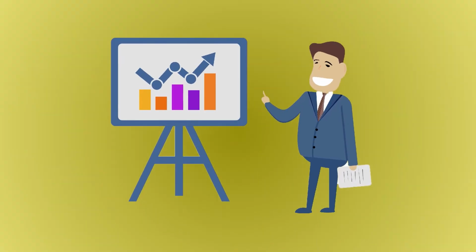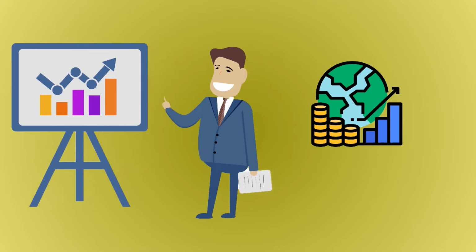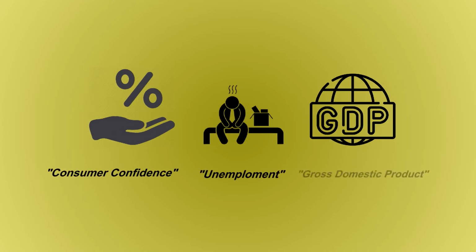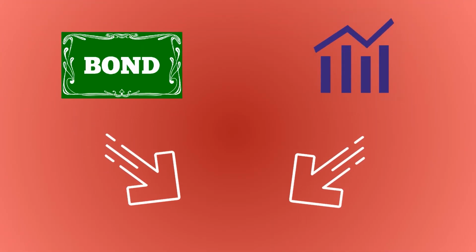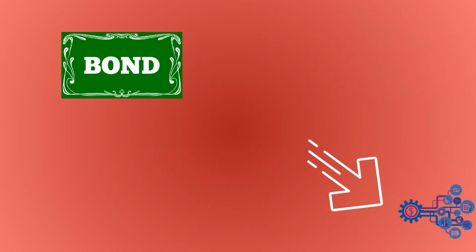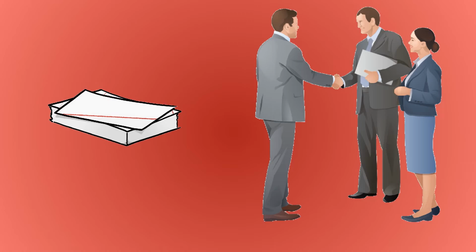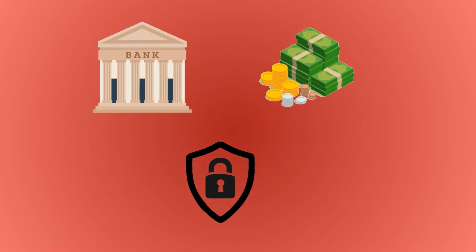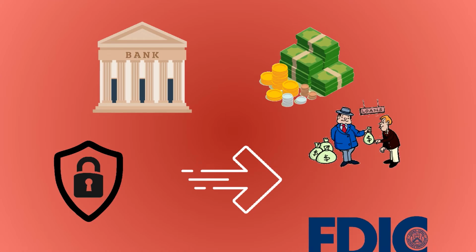Stock market fluctuations are not reliable indicators of the state of the economy. Frequently, stock market fluctuations are reactions to real or perceived changes in economic fundamentals such as consumer confidence, unemployment, and GDP growth. Bonds and stocks share several characteristics. They're traded on markets for financial instruments. Bonds are debt instruments, while stocks are equity instruments. Yet, both are pieces of paper traded on the markets with a large number of buyers and sellers. Banks, on the other hand, are entities that deal with money. They protect our money while giving loans to individuals and businesses with the support of the FDIC.